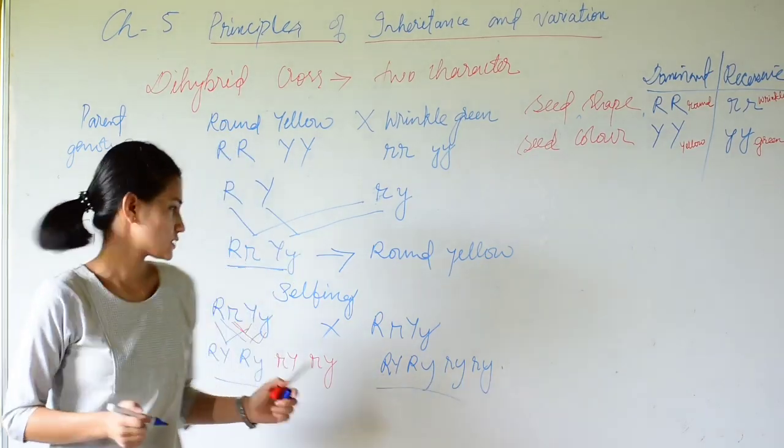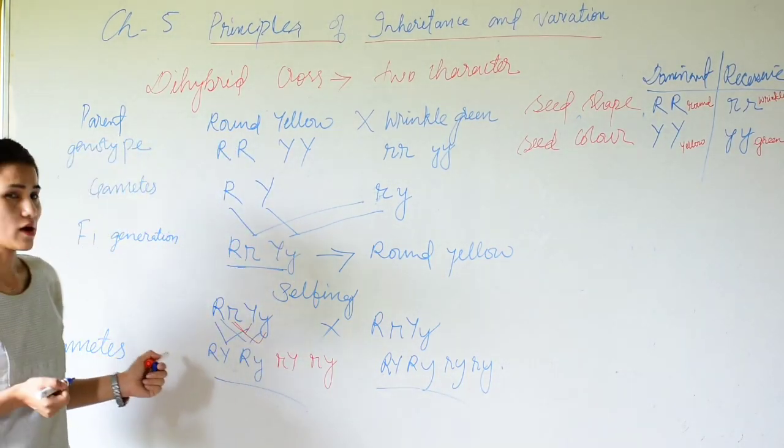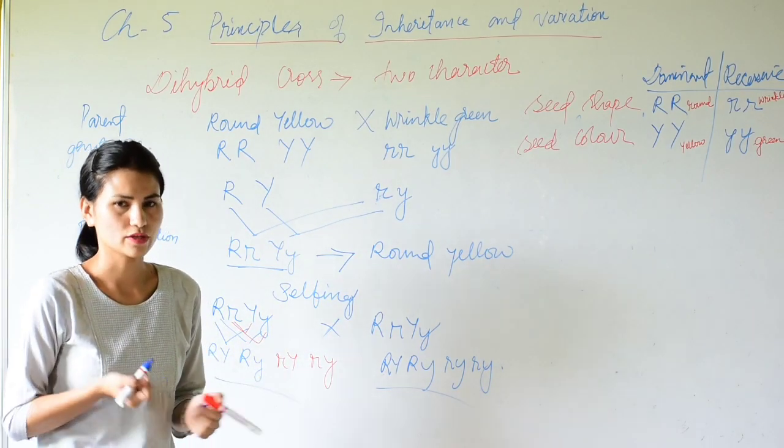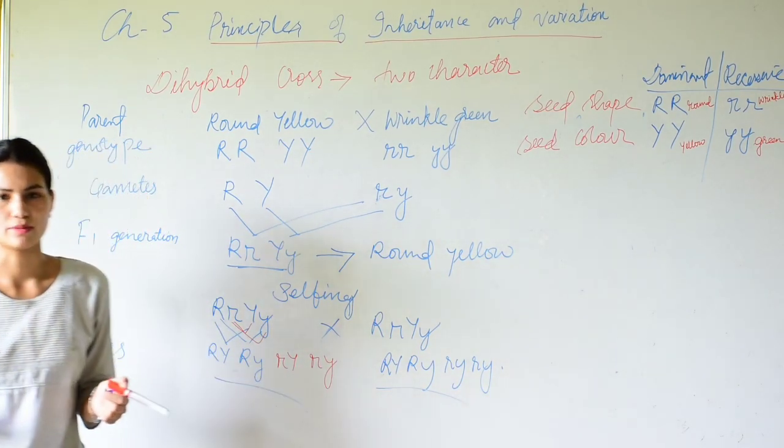Now to do this, we require a Punnett square. For more convenience, we better do it in a Punnett square, which will give us the ratio of phenotype as well as the genotype.